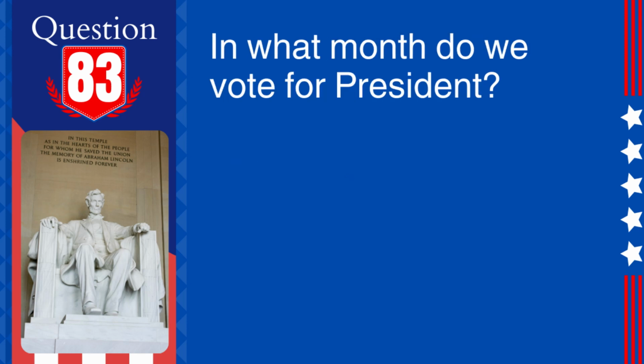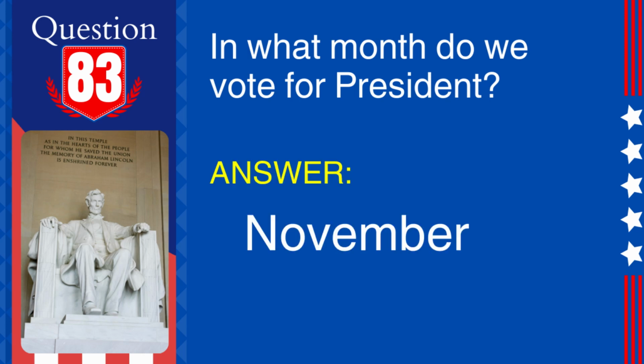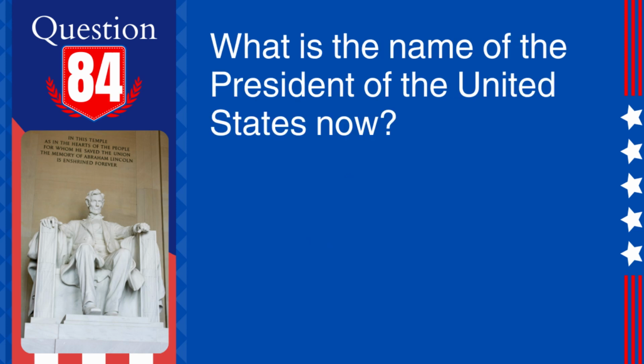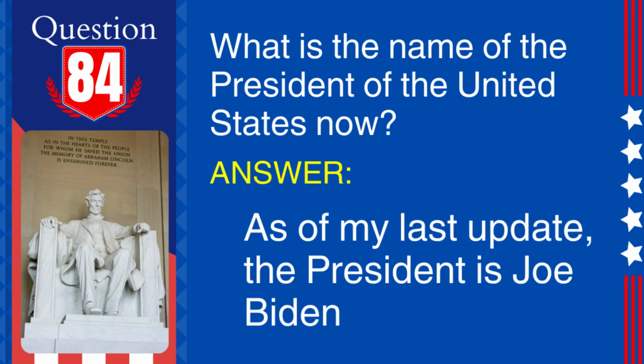83. Question. In what month do we vote for president? Answer. November. Explanation. Presidential elections are held on the first Tuesday after the first Monday in November every 4 years. 84. Question. What is the name of the President of the United States now? Answer. As of my last update, the President is Joe Biden. Explanation. The current President's name can change with each election or due to extraordinary circumstances.